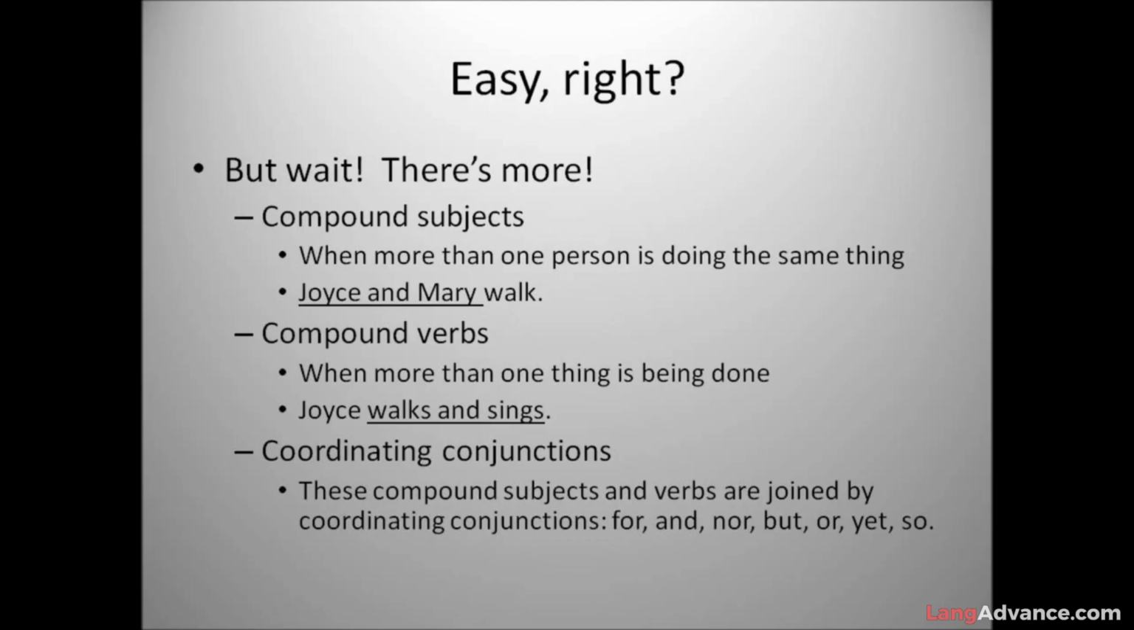Now, when we create compound subjects and compound verbs, we are using coordinating conjunctions to join the two words together. The compound subjects and compound verbs are joined by the coordinating conjunctions, and these are all of them. These are all of them you will ever see: for, and, nor, but, or, yet, and so. Okay? Those are the coordinating conjunctions: for, and, nor, but, or, yet, and so.